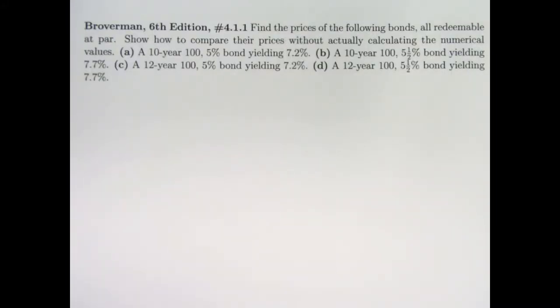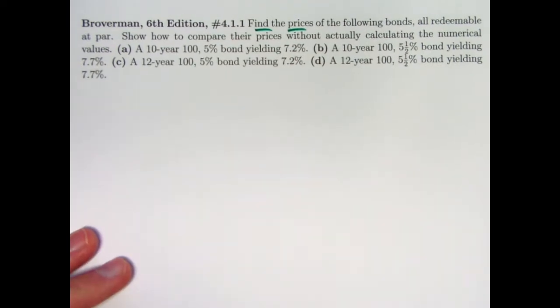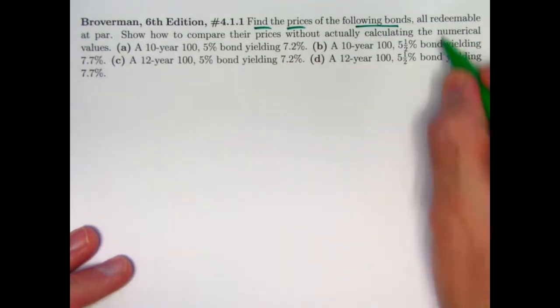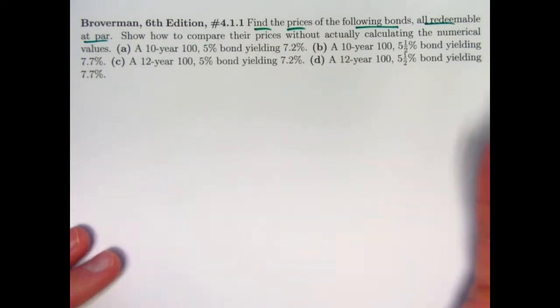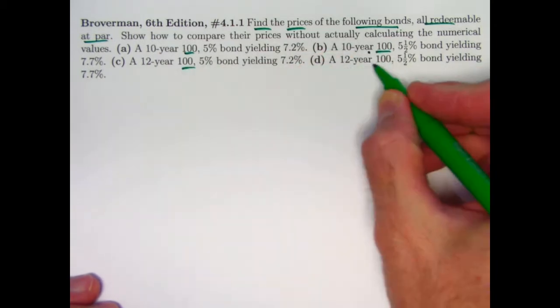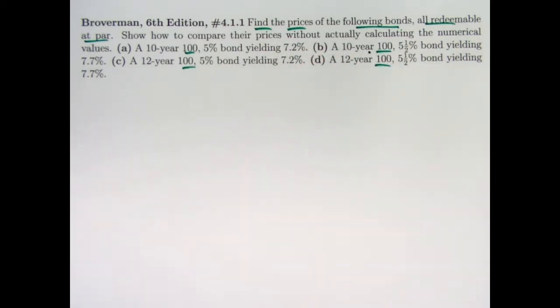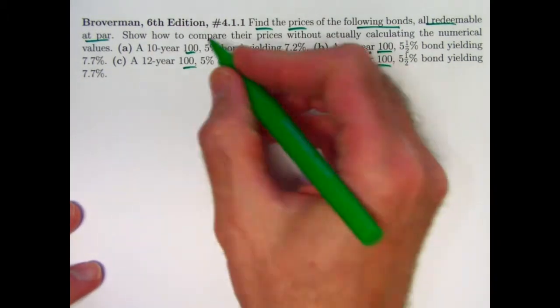And here's the problem. We're going to be finding prices. How much money would you pay to obtain these bonds that are all redeemable at par? They're all redeemable at the so-called face value of the bond. In each case here, the face value is 100. So at the end of the term, you're going to get 100 back from the government or the company. So we're going to calculate how much you'd pay for those things.